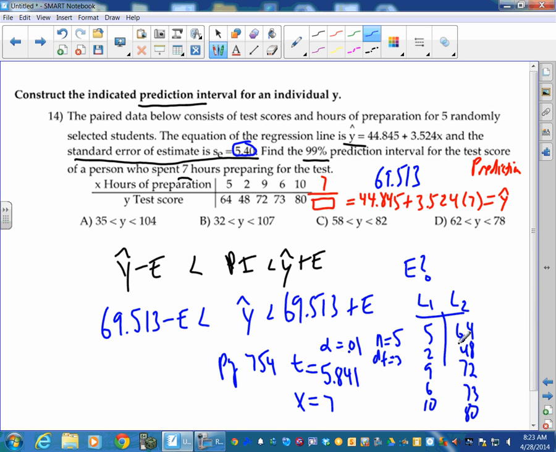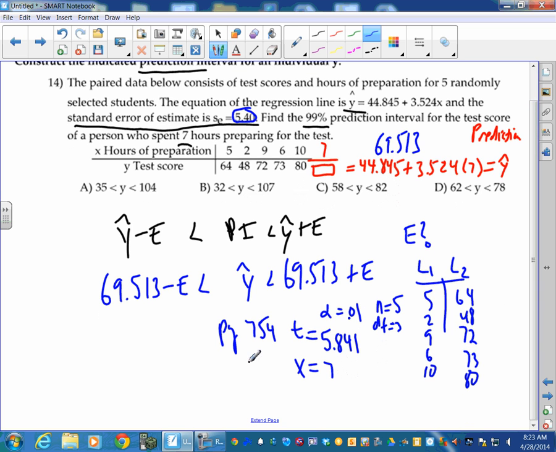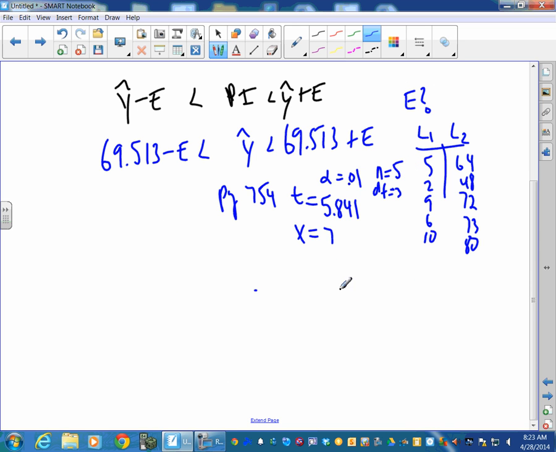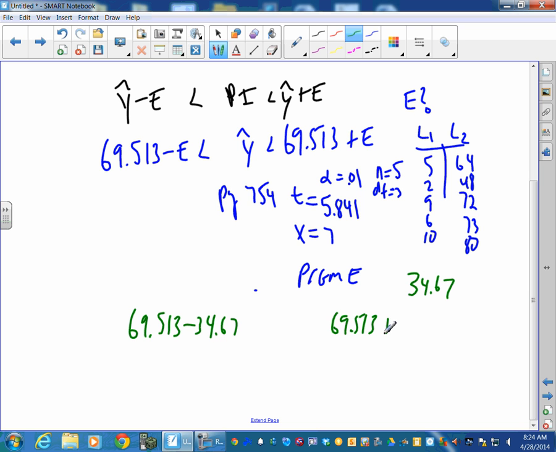Once you have all that information typed in, you remember which program to run? What's it called? Yeah, we called it E. So run program E and tell me the value you get. 34.67. All right, so what is 69.513 minus 34.67 and 69.513 plus 34.67?